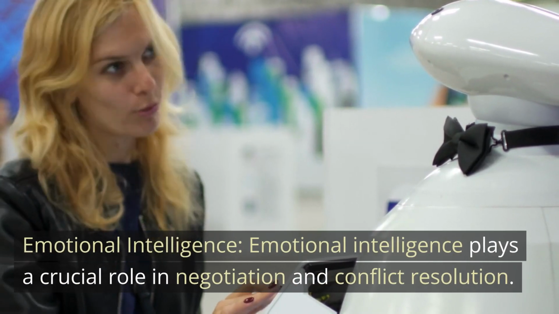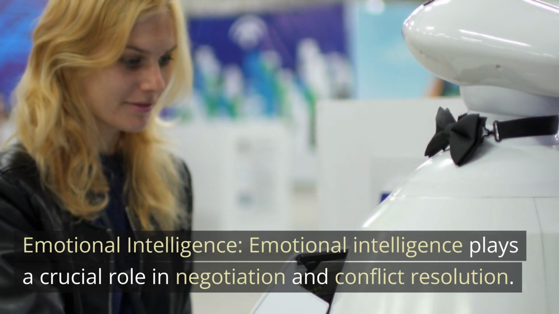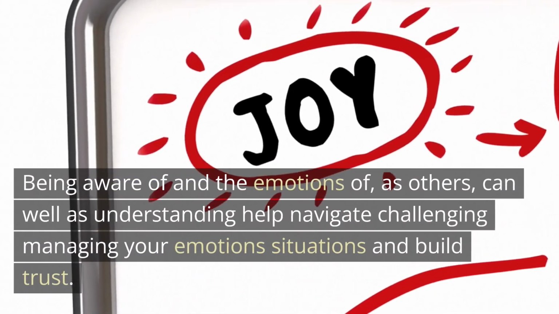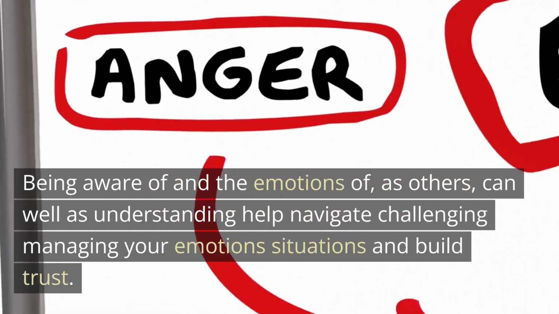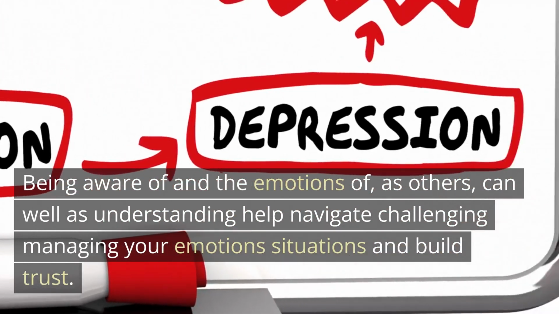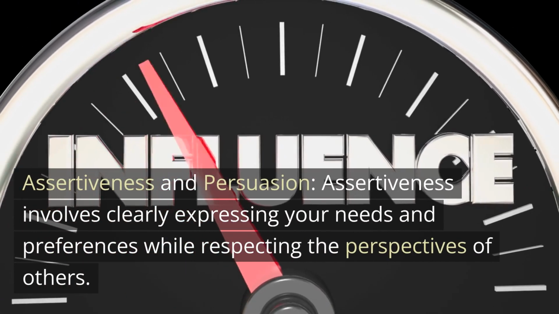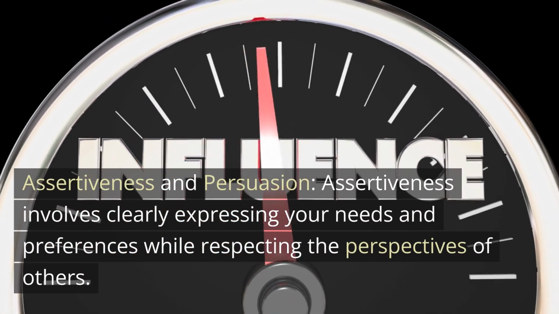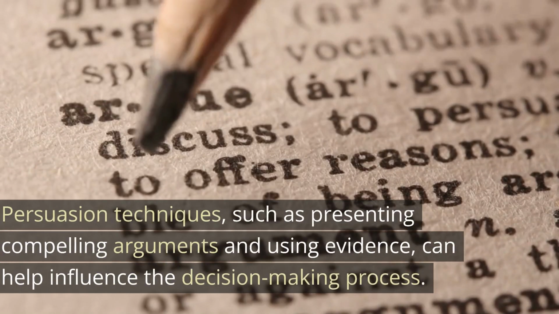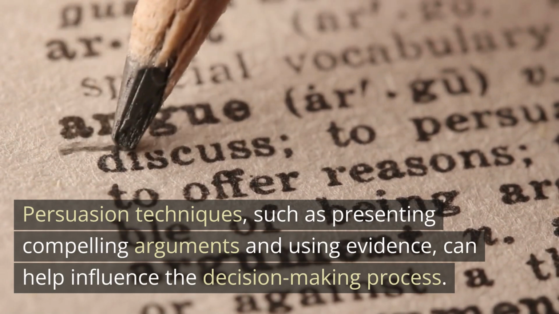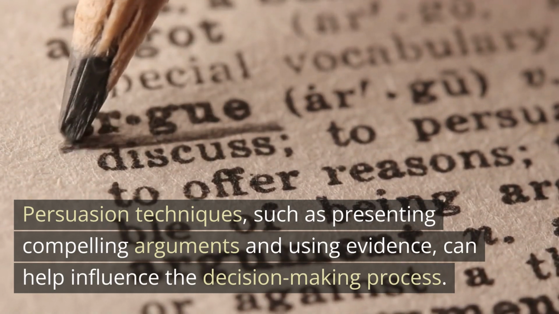Emotional intelligence. Emotional intelligence plays a crucial role in negotiation and conflict resolution. Being aware of and managing your emotions, as well as understanding the emotions of others, can help navigate challenging situations and build trust. Assertiveness and persuasion. Assertiveness involves clearly expressing your needs and preferences while respecting the perspectives of others. Persuasion techniques, such as presenting compelling arguments and using evidence, can help influence the decision-making process.